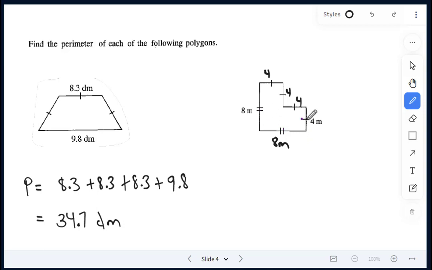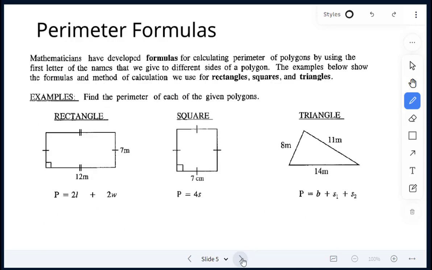So again, whether it's a double or a single line, the single lines would therefore all have the same measurement. The double lines would have the same measurement. So for this one, the perimeter will be 8 plus 8 plus 4 plus 4 plus 4 plus 4. The answer here is 32 meters, and it is a lowercase m for meters.